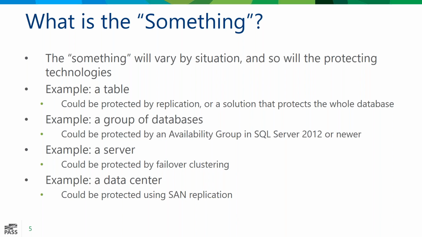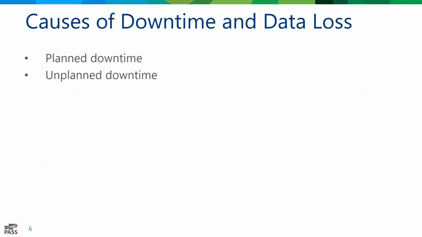Another example is an entire data center you need to protect. And something like SAN replication can be used to replicate everything at the SAN level to a secondary data center. So there's lots of different somethings that you might want to protect depending on your situation. Now, what are the main causes of downtime and data loss? Well, you have planned downtime and unplanned downtime.